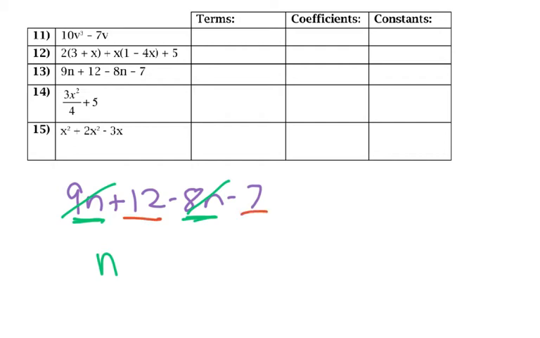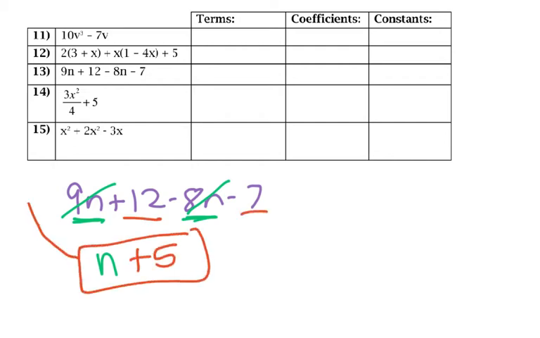And then 12 minus 7 is 5. So what this expression actually is, is n plus 5. That's what we're talking about on number 13. So the terms would be n and 5. The coefficient would be the number in front of the n, which is 1, and the constant is 5. So a number can't be both a coefficient and a constant, remember.